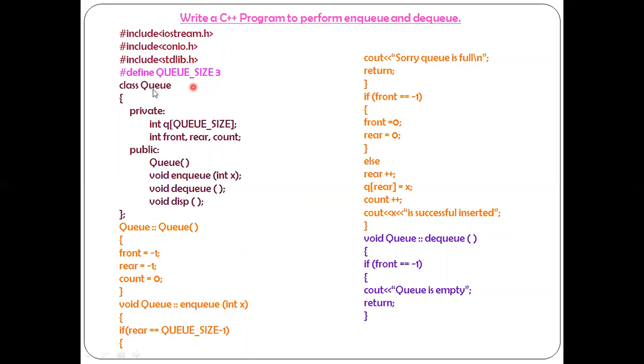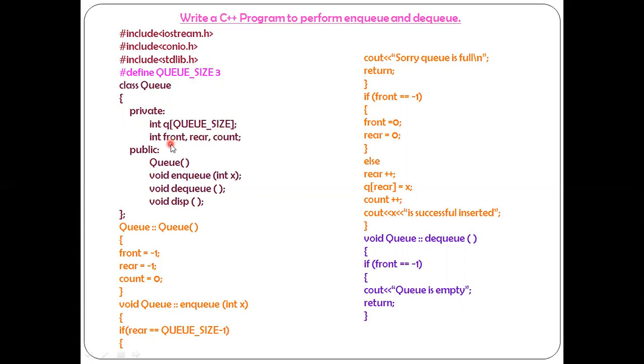Got the point? So what is the name? Class is a keyword, and what is the name of class? Queue. So I'm declaring some data members here as well as member functions. I just declared an array, int queue[QUEUE_SIZE]. That means a queue of 3, which we have defined in the beginning of the program. Queue of QUEUE_SIZE means I'm just defining queue of 3.